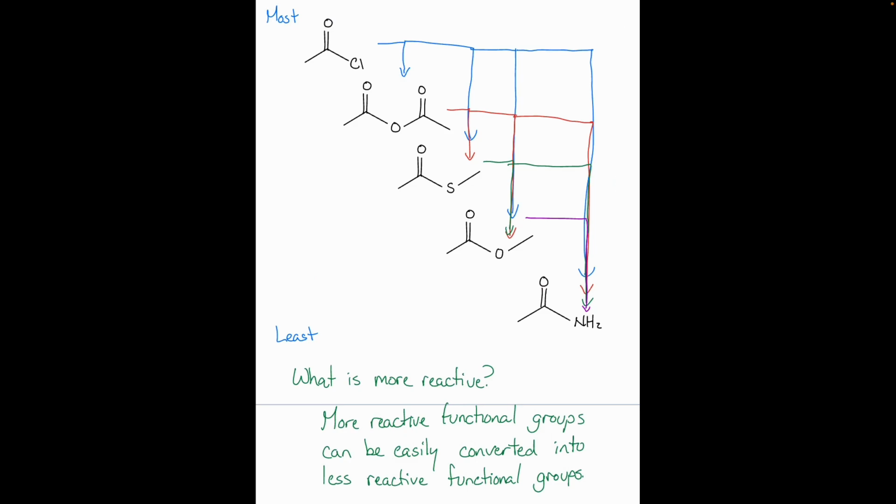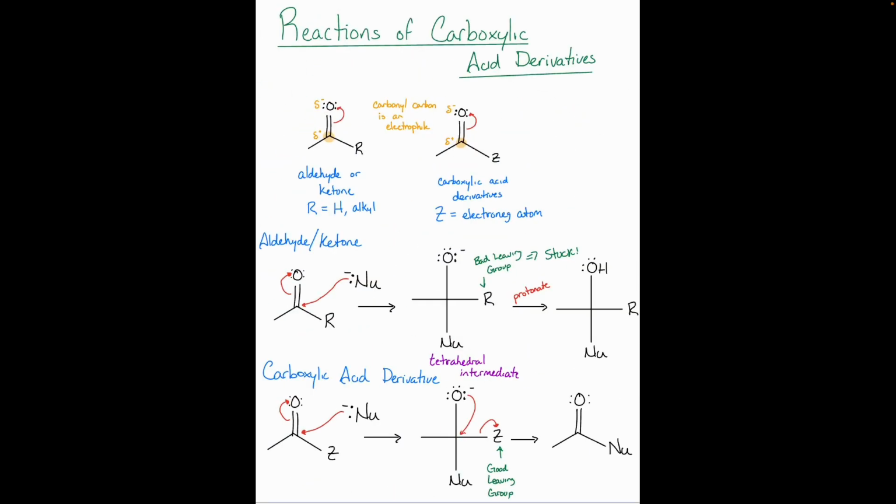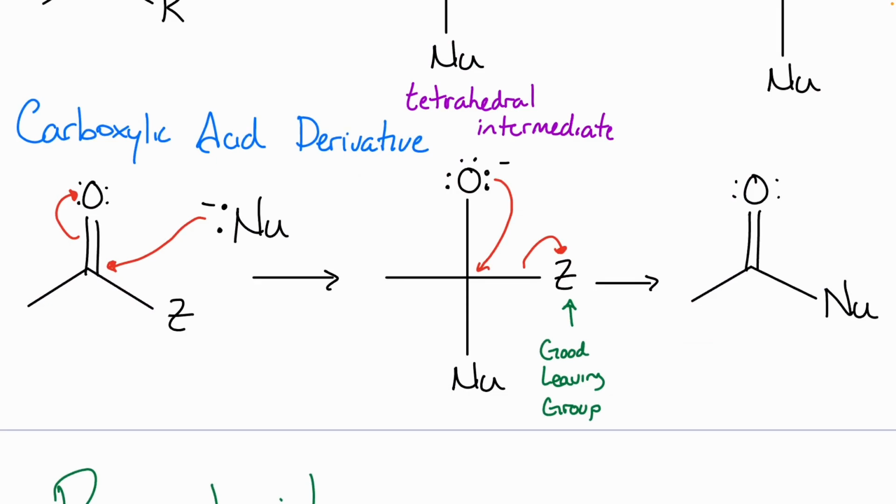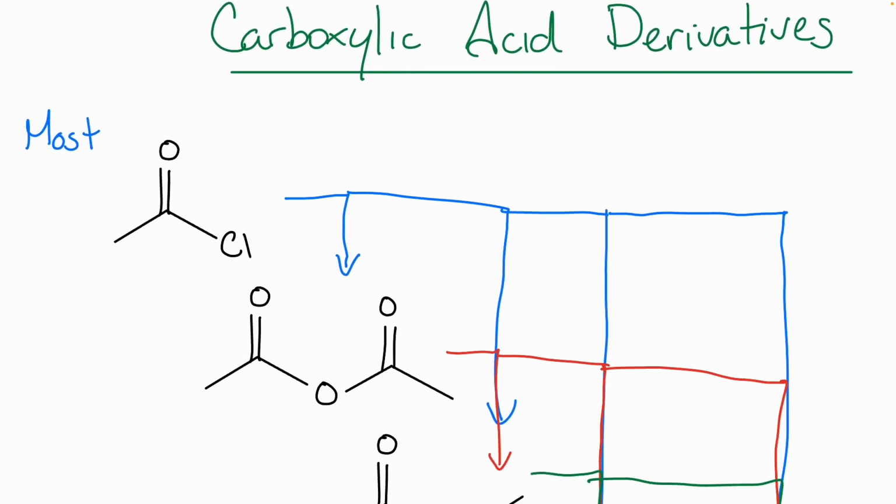Okay? So this just very simply goes back to what we were talking about with our carboxylic acid derivative reactions. What's different about those different carboxylic acid derivatives is what exactly the identity of that electronegative atom is, right? So the more reactive the functional group, the easier it is to kick this thing off. We're really just talking about what's the better leaving group. Chloride is an absolutely fantastic leaving group, super stable as the chloride ion.